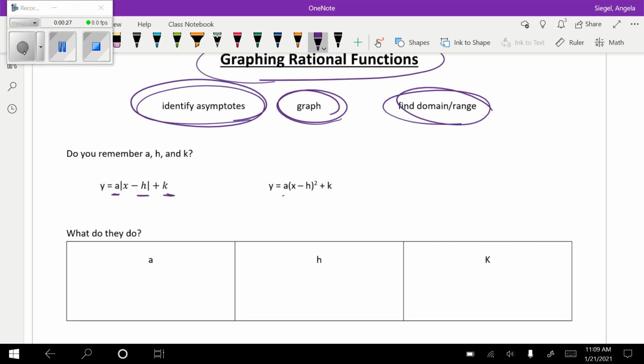So before we really jump into rational functions, let's just talk about the jobs of A, H, and K. So notice we've got two different types of functions here. We have an absolute value function that makes the V, and we have a parabola or a quadratic function which makes a parabola, but the jobs of the A, H, and K are the same. So let's talk about that.